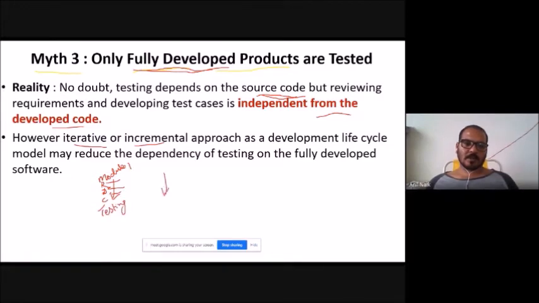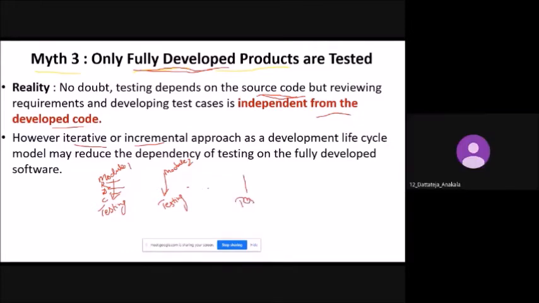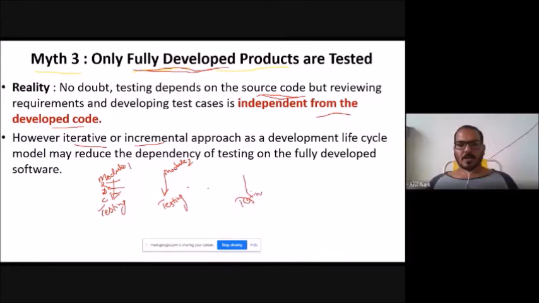Then we go for another module. So that is the incremental and iterative model. The second module is similar, and then the third module. So we are testing the different modules: module 1, module 2, module 3. So only fully developed products are tested is a wrong myth or misconception, where we are testing the independent different modules also.